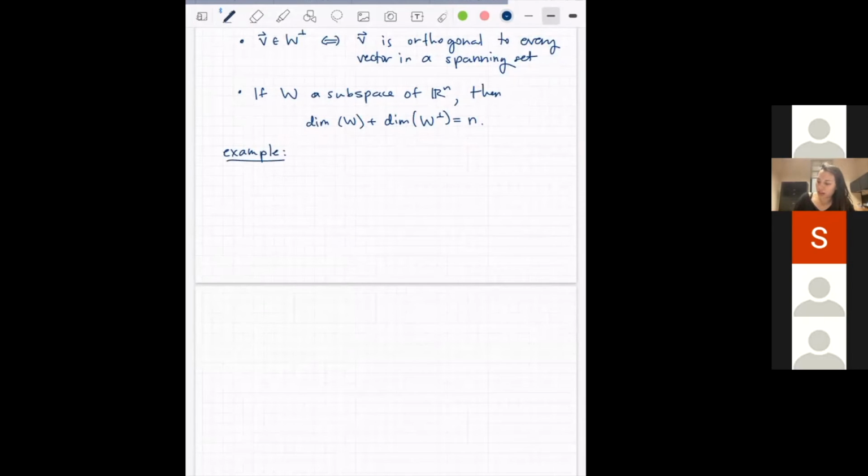So say W is going to be the span of the vector (1, 1, -1) in R3, and we want to find W perp. So this is what we're looking for. Let's just label that vector, so we'll call it V: (1, 1, -1).